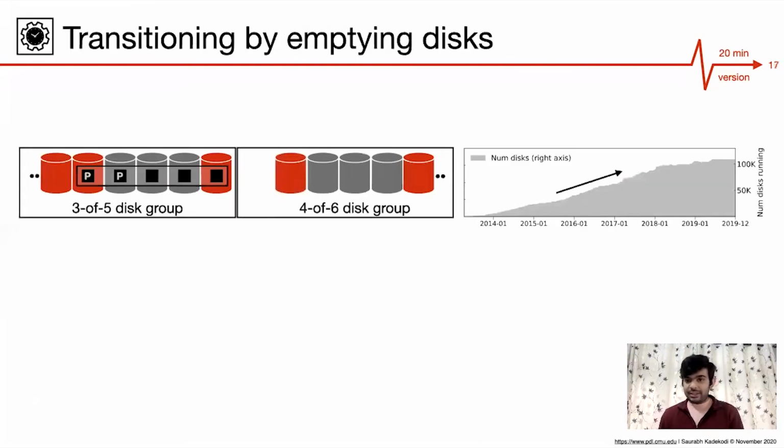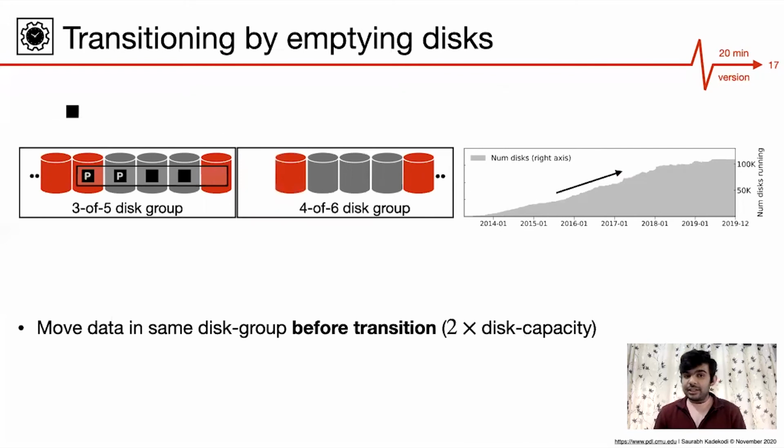For trickle deployed disks, remember, disks are deployed a few at a time, and so that implies that they will also require transitioning a few at a time, because only a few disks will be at a certain transitioning age on any given day. In order to make this transitioning efficient, instead of doing read, re-encode, and write, Pacemaker simply empties the transitioning disk onto other disks of the same redundancy scheme that the disk is transitioning from. So it doesn't require re-encoding that data.